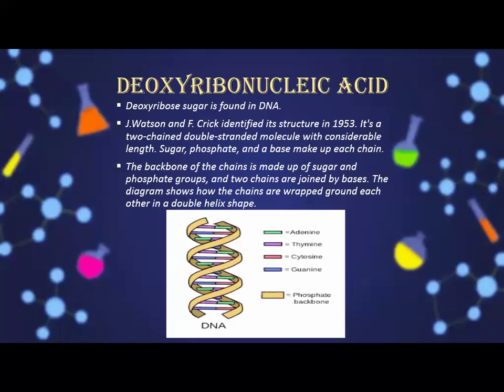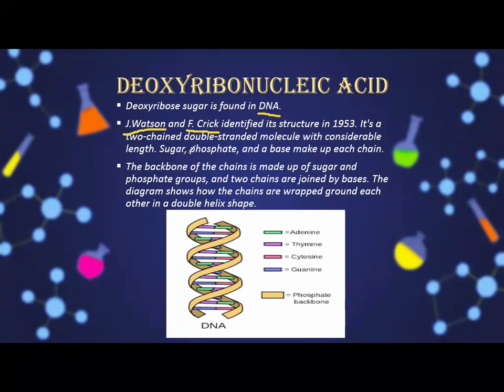Now first, in detail, we are going to deal with deoxyribonucleic acid. First of all, you know that deoxyribose sugar is found in DNA. It is composed of a pentose sugar, that is deoxyribose sugar, which is found in DNA. The second point is that the scientists J. Watson and F. Crick, Francis Crick, identified the structure in 1953.